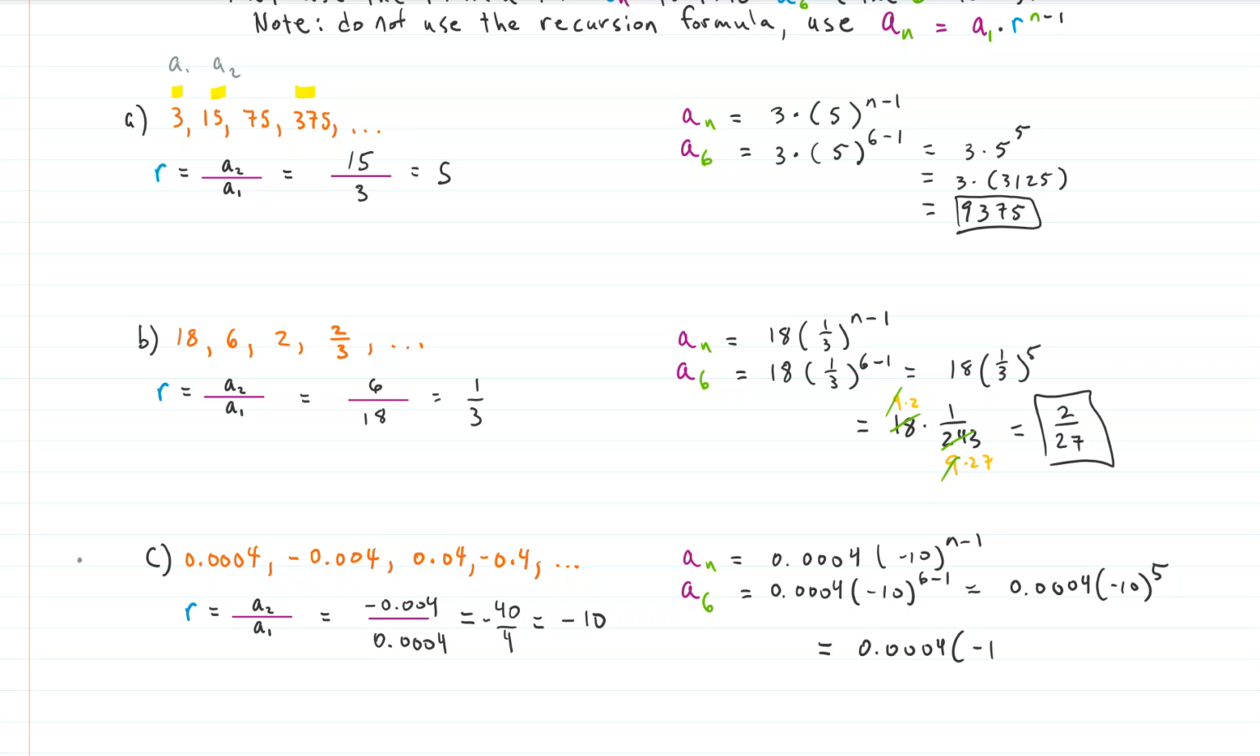0.0004 times negative 100,000. It's kind of a big number. And then negative 100,000 times 0.0004 gives us negative 40. And that is the sixth term of our geometric sequence.